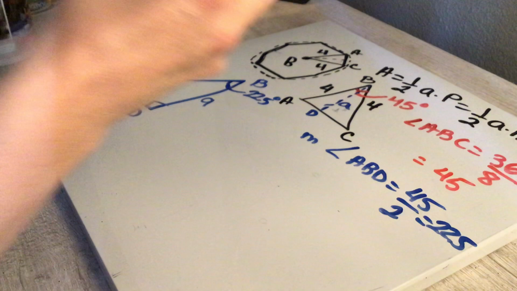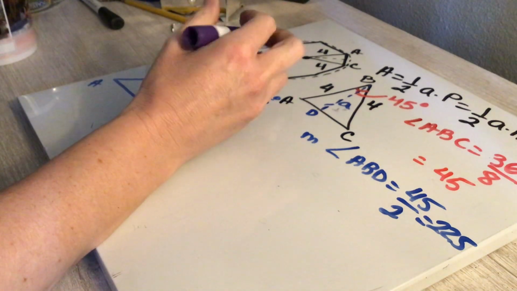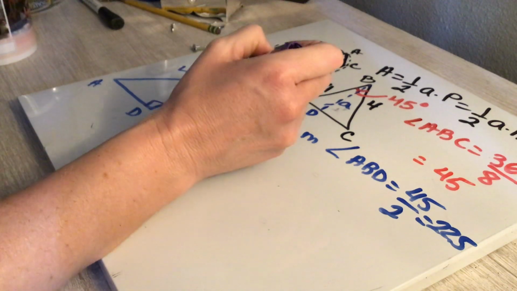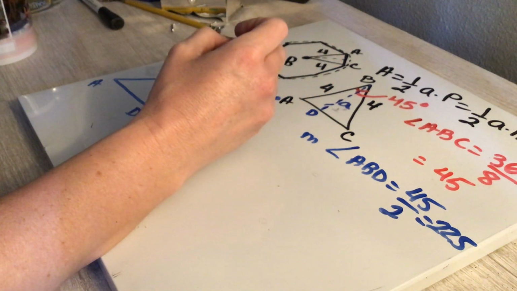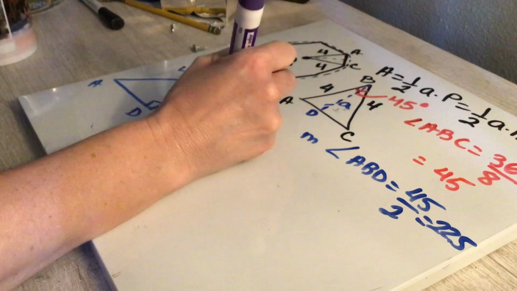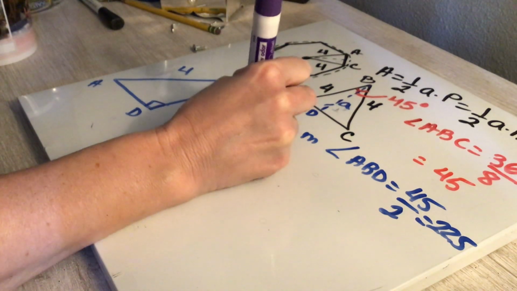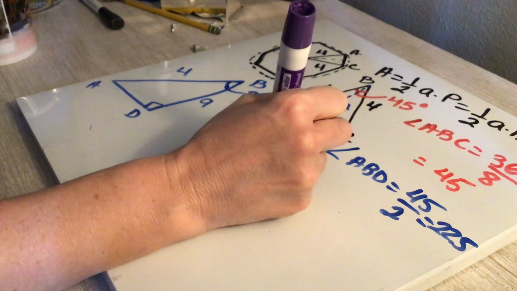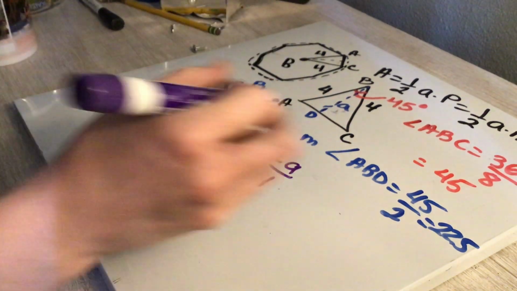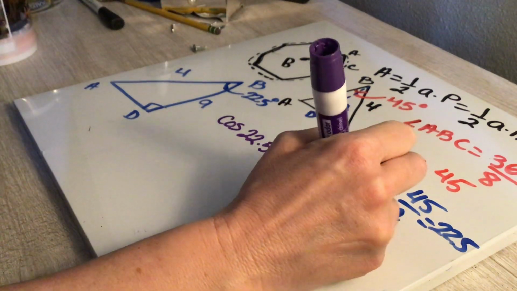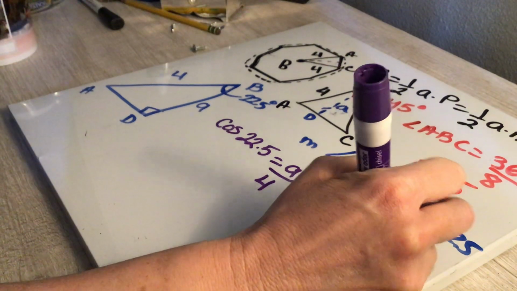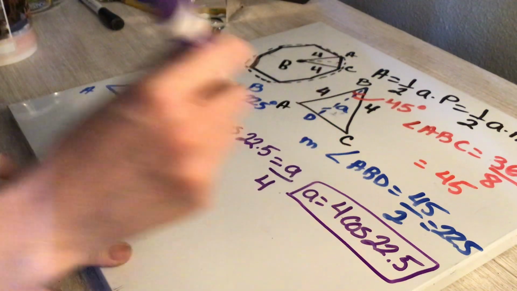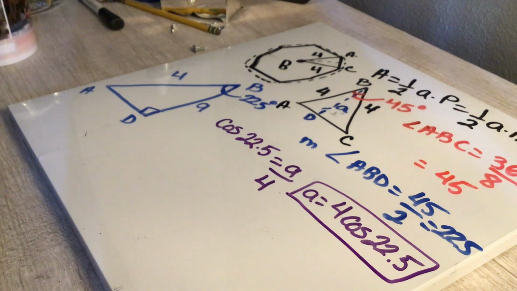So 4 is the hypotenuse. We're using the side adjacent over the hypotenuse, which is cosine. So the cosine of 22.5 is the side adjacent over the hypotenuse. So the apothem is 4 times the cosine of 22.5. We're going to leave it like that for now. No decimals until the very end.